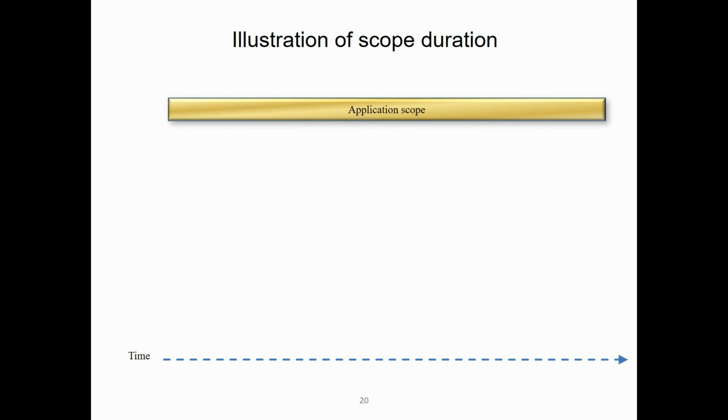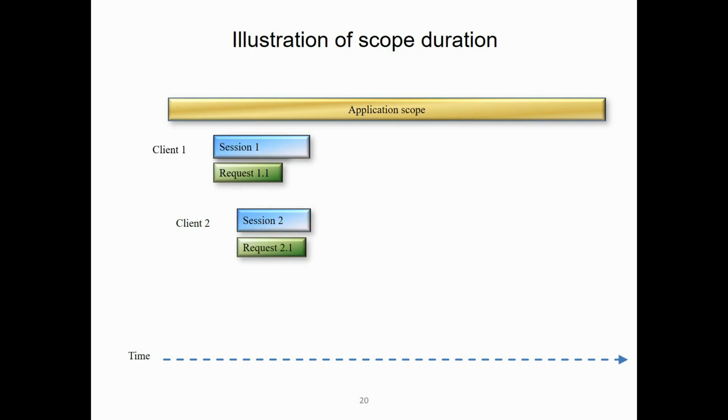So here we have an illustration of the various durations of different scopes. The application scope exists from beginning to end of the application. In other words, while the application is running, the application scope is in existence. The first client might then send in a request 1.1. And that will not only instantiate a request object within our framework, but also a session object. Client 2 might send in a request. Now this is a different request from a different client, and therefore not only is a second request object created, but also a second session.